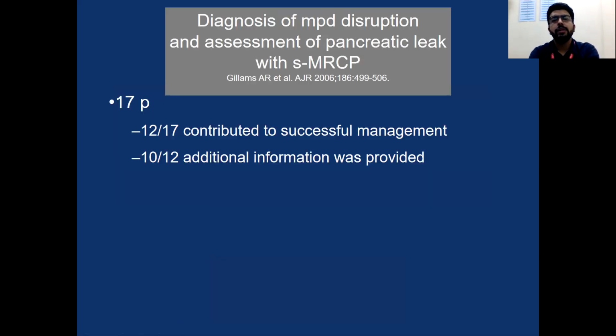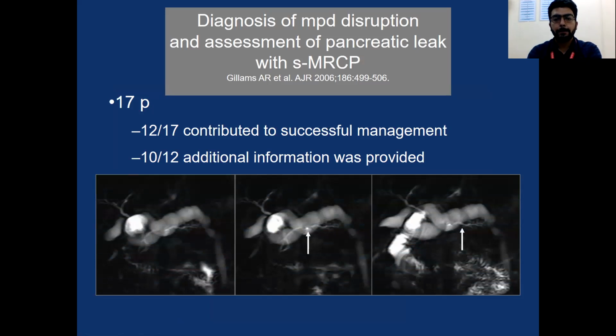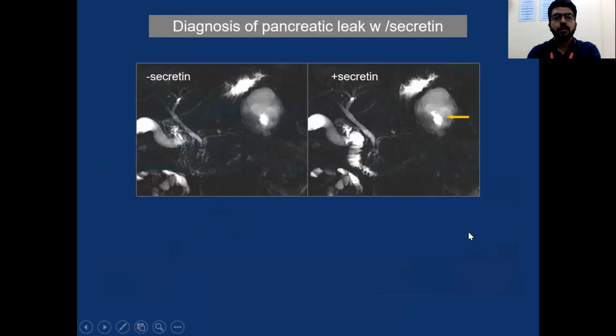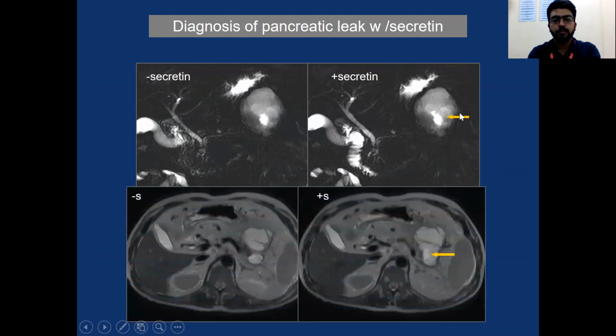So diagnosis of MPD disruption and assessment of pancreatic leak with SMRCP: 12 out of 17 contributed to successful management, and in 10 out of 12 additional information was provided. This is the MPD disruption that we can appreciate. Diagnosis of pancreatic leak with secretin: this is the absence of secretin, and this is when we give secretin. There is a pancreatic leak that we can appreciate. This is again without secretin and with secretin, we can appreciate the leak.